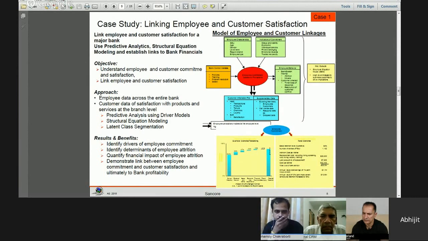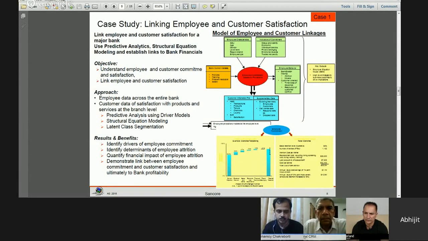So the hypothesis was that if there is employee commitment, then that results in overall customer satisfaction, and that's a virtuous cycle, essentially resulting in greater and greater levels of satisfaction, commitment, and therefore profits and revenues and the ability to compete effectively in the marketplace.